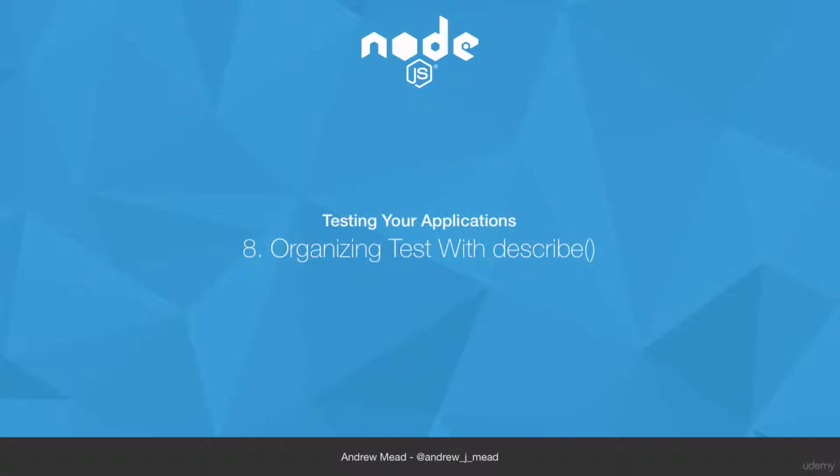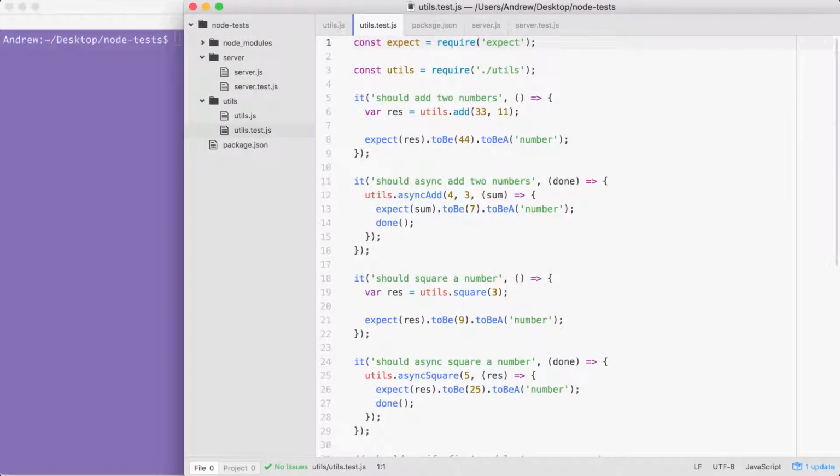In this video, you are going to learn how to use describe. Describe is a function injected into your test files, just like it is. It comes from Mocha, and it's really fantastic. Essentially, it lets you group tests together. That makes it a lot easier to scan the test output.